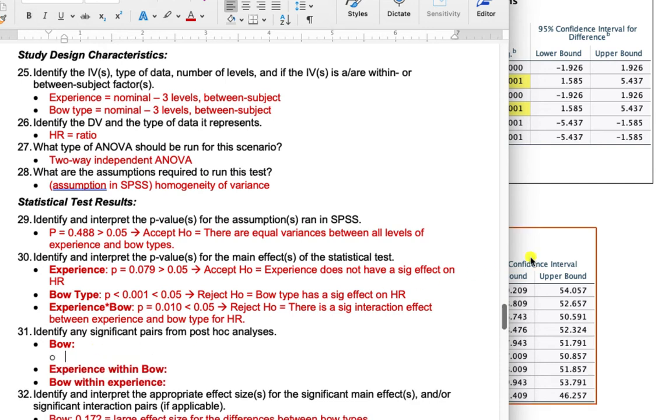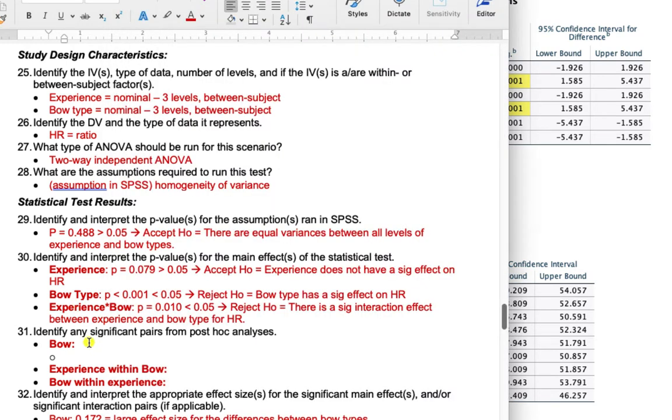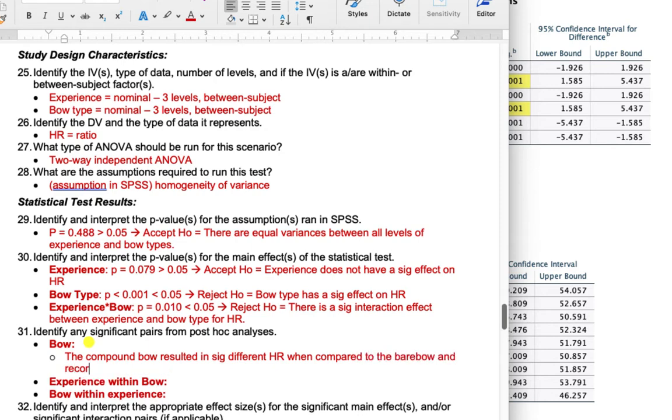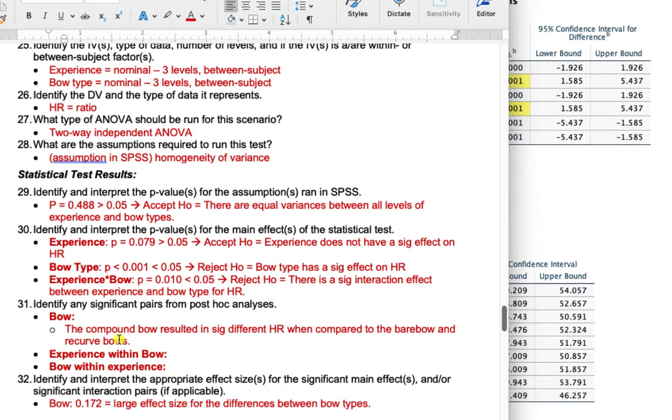So if I start with these ones, I can see I have significant differences between the bare bow and compound and recurve and compound. So we could say the compound bow resulted in significantly different heart rate when compared to the bare bow and recurve bows. And this would be regardless of experience level.